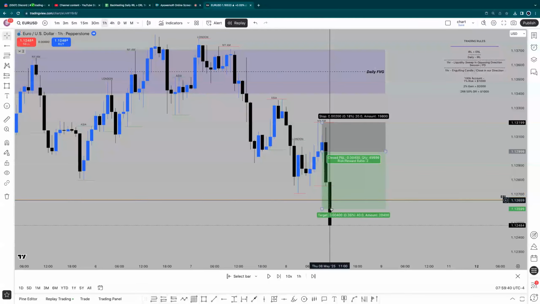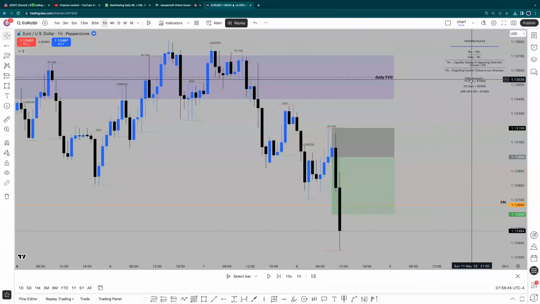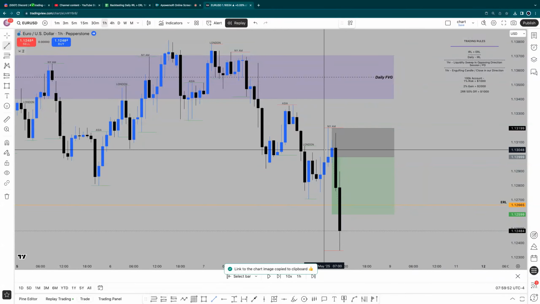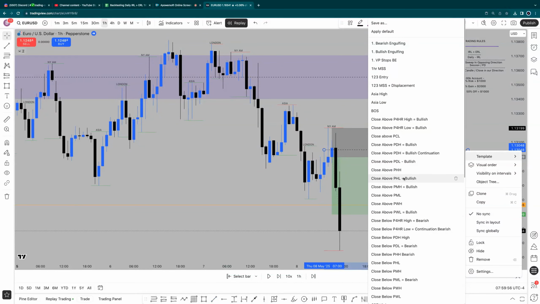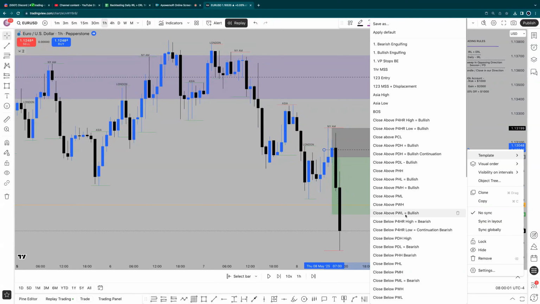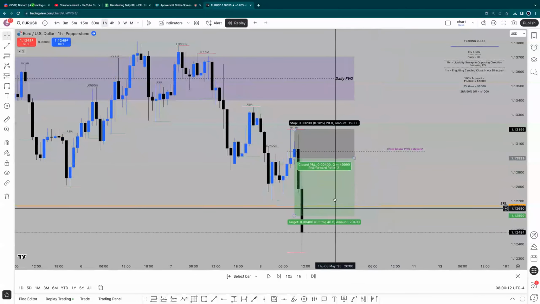Right, okay, so it absolutely runs anyways. I'm going to take a picture of this one because the internal range was still valid. We did have that close below previous hour's low, hour's high even. There we go. Yeah, that's really nice.